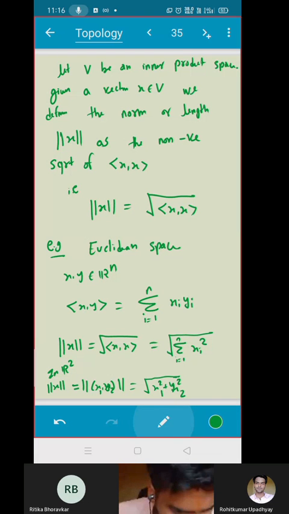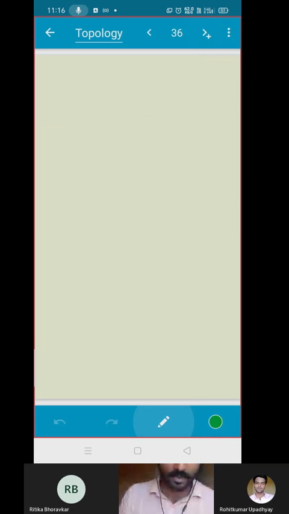Good. Now there are some properties of norm. Just like in the case of modulus, we have some properties, correct? Now that we have defined norms, we have some properties. I think I have done all this in your TyBSc, but still in this syllabus we have this, so let us learn that.